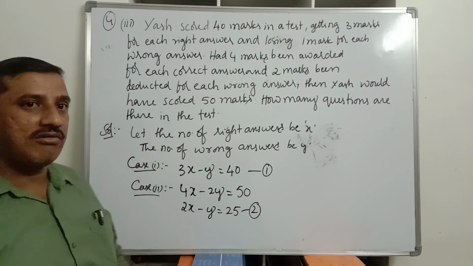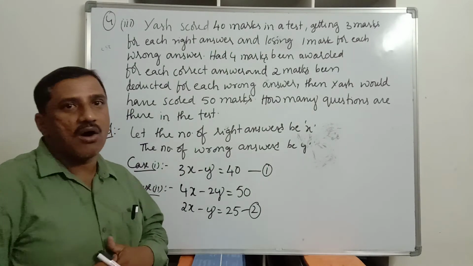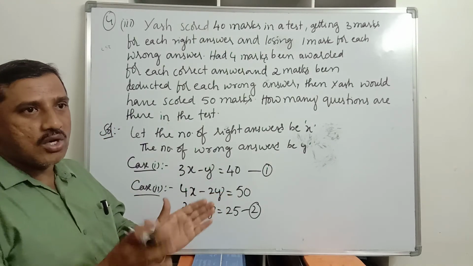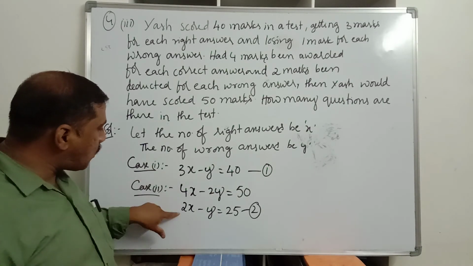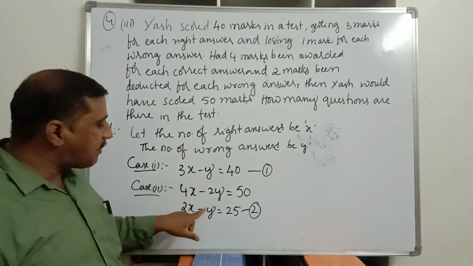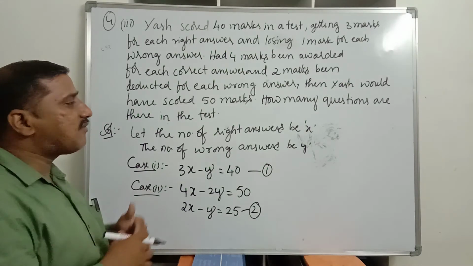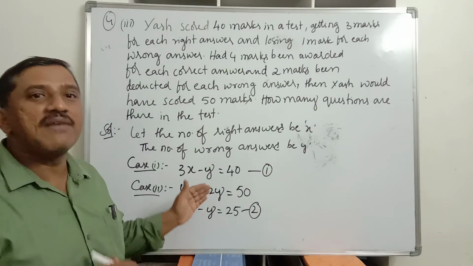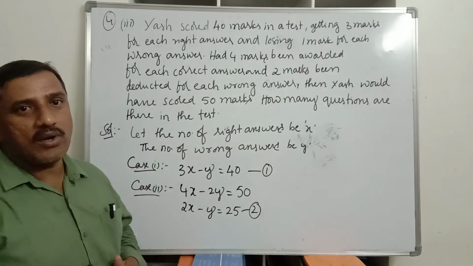Now we have to solve these two equations. Before that, identify whether a solution exists or not, by comparing the coefficients. a1 by a2 is 3 by 2, and b1 by b2 is minus 1 by minus 1. Both ratios are different, therefore they have a solution. If they have a solution, find it by solving these two equations.